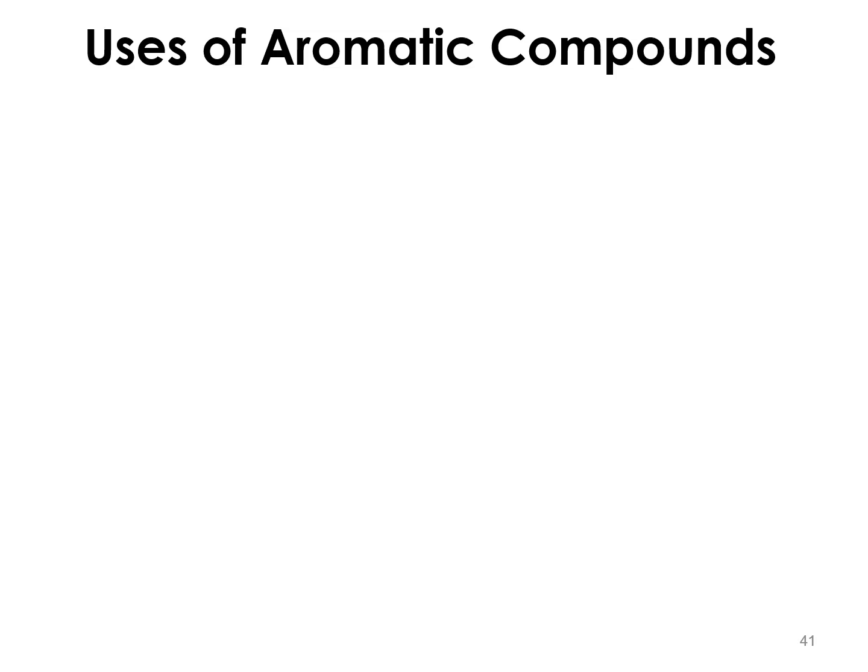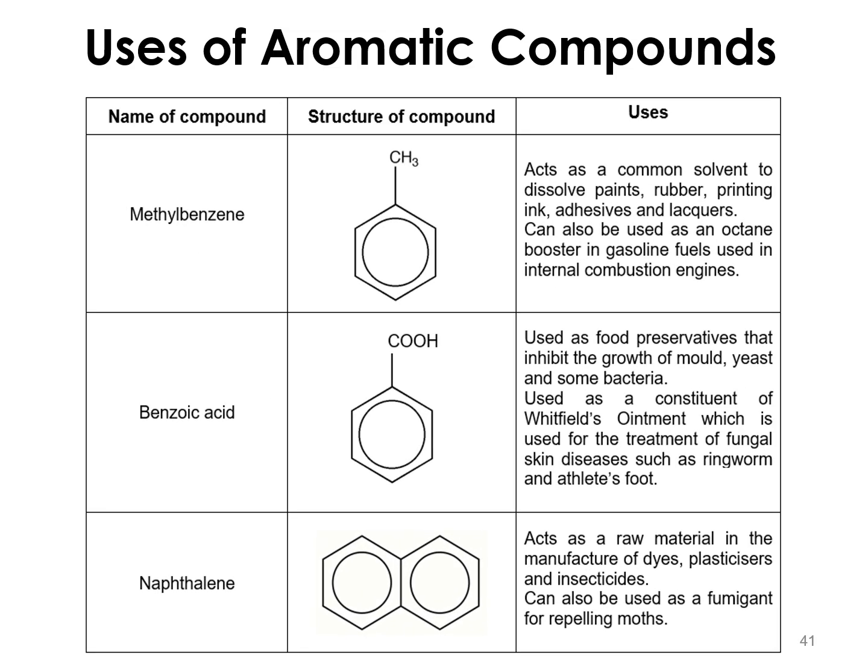Last but not least, what are some common uses of aromatic compounds? We have methylbenzene that is used as solvent for your paint, which is why sometimes it smells. Also, it contributes to rubber, printing ink, adhesives, etc. Benzoic acid is used as a food preservative because it can inhibit the growth of mold, yeast, and some bacteria. It is also used as a constituent of the Whitfield's ointment, which is used for the treatment of fungal skin disease such as ringworm and athlete's foot.